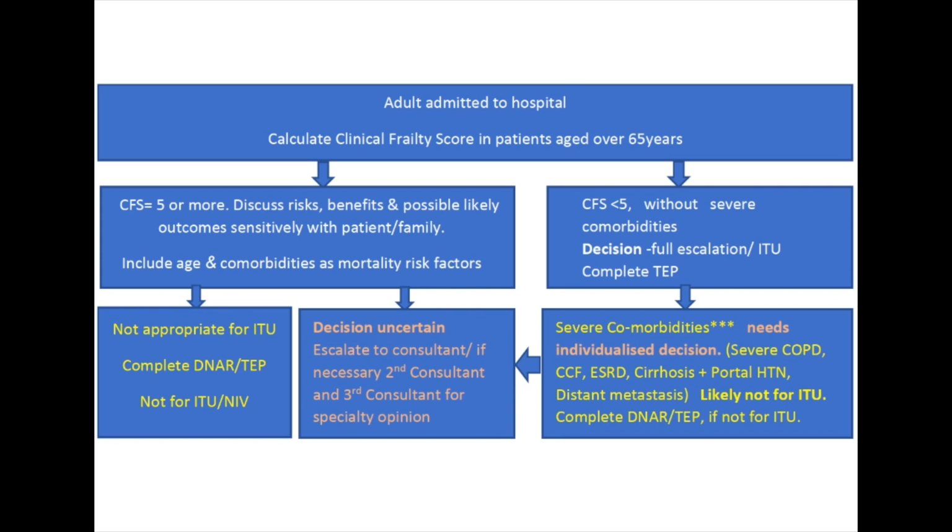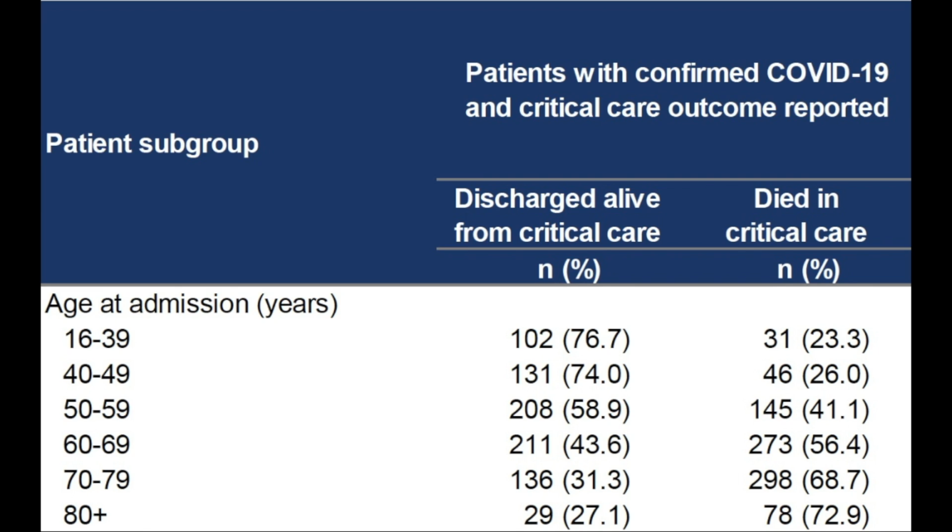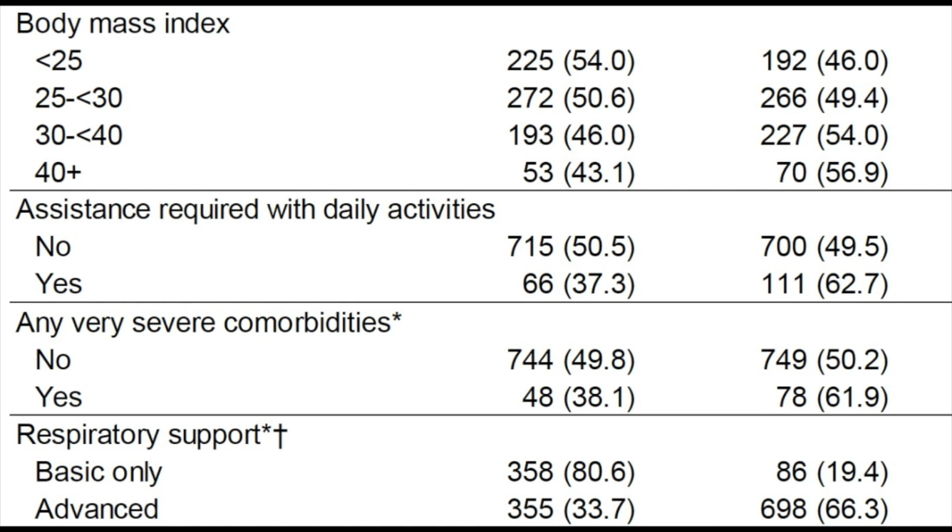Recent ICNARC data shows that for patients of age more than 65, particularly with increasing age, there is higher mortality. Similarly, patients that have other comorbidities have higher mortality if they require intensive care admission post-COVID infection.